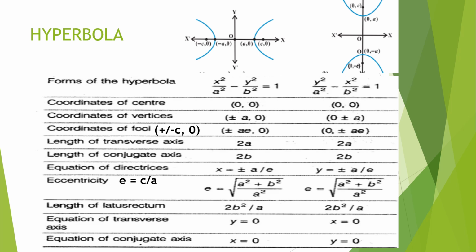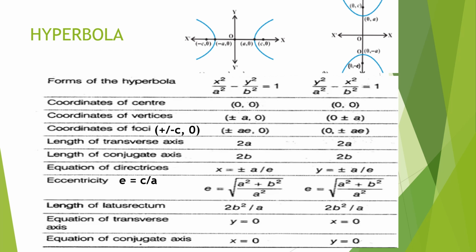Eccentricity, again here, is given by c by a. But what is c? c is root of a square plus b square. So you can also have it as root of a square plus b square upon a square, and in the second case again e is equal to root of a square plus b square upon a square. Length of latus rectum is 2b square by a.